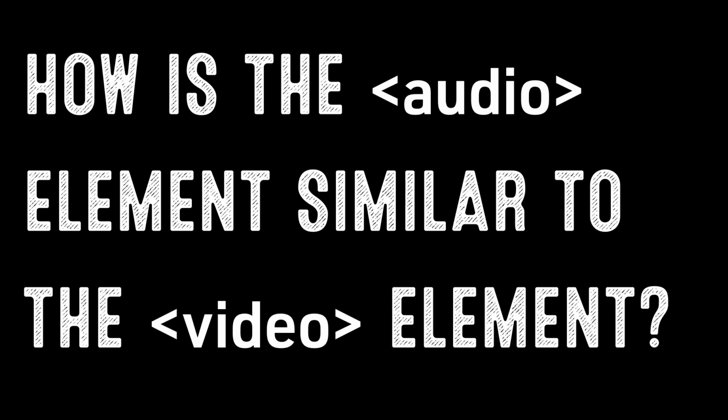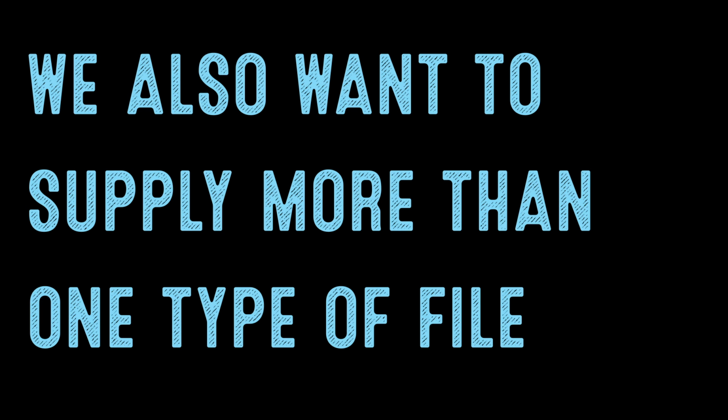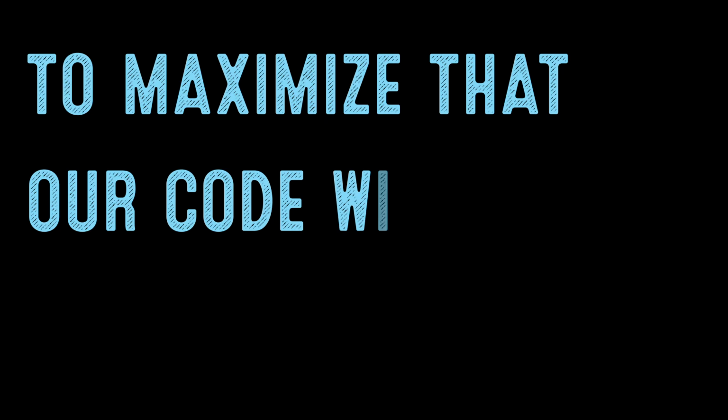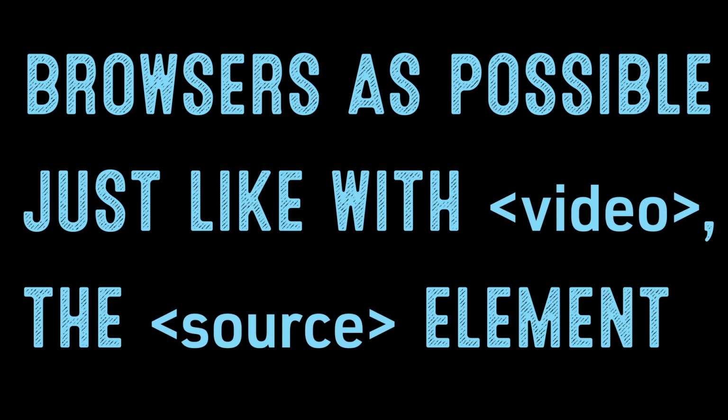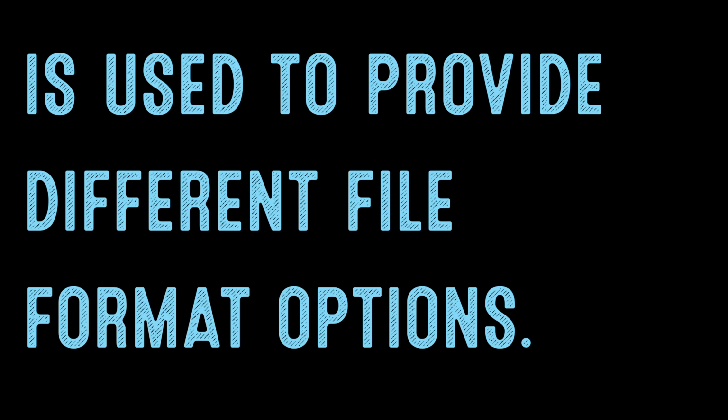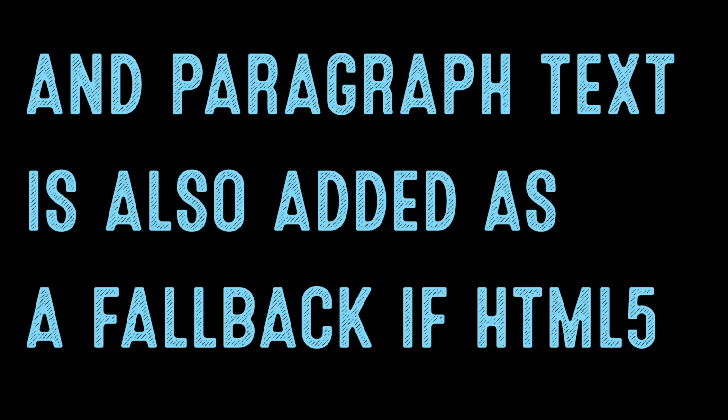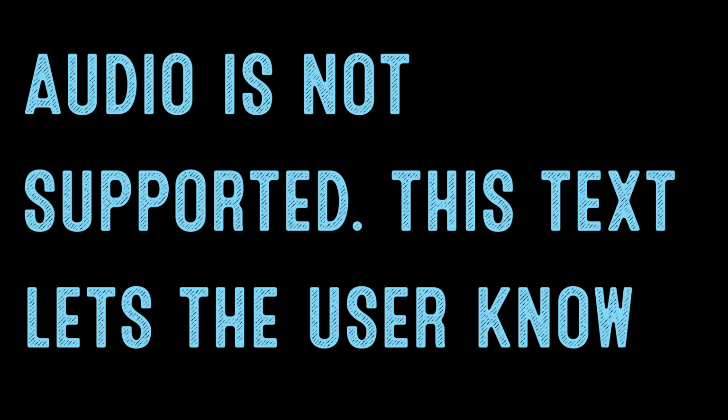The weekly code quiz. How is the audio element similar to the video element? We also want to supply more than one type of file to maximize that our code will work with as many browsers as possible. Just like with video, the source element is used to provide different file format options, and paragraph text is also added as a fallback if HTML5 audio is not supported.